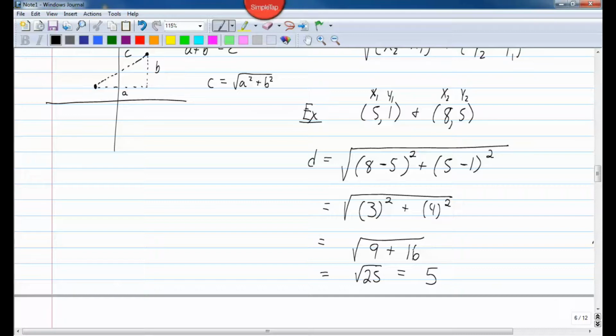Now, the main thing that students mess up on this is they forget to square. They forget to square this. Or another common mistake is just to write down the formula and not put the square root there and work it out. And so at the end they leave the answer as 25. But remember, we have to take the square root of all that. Okay?